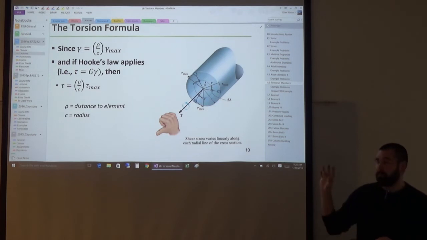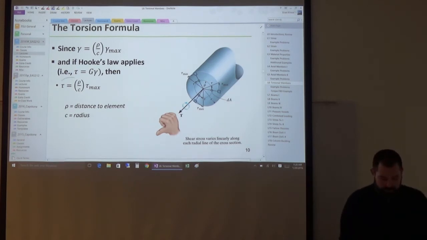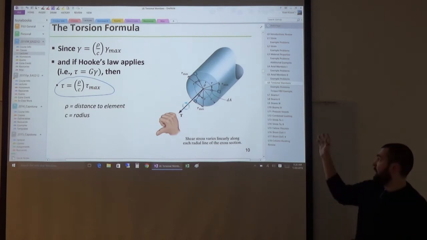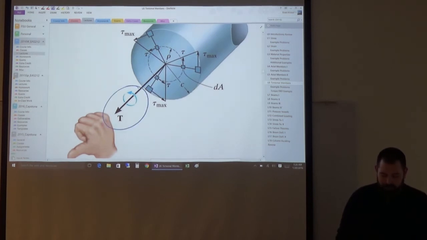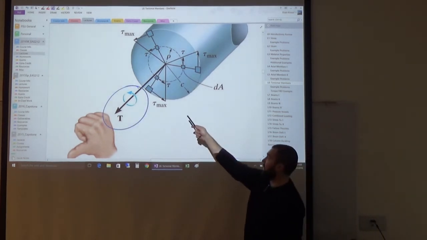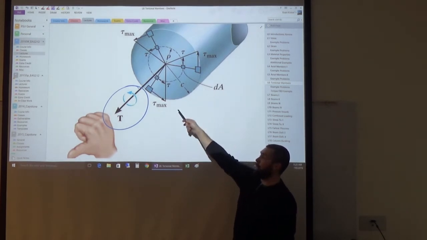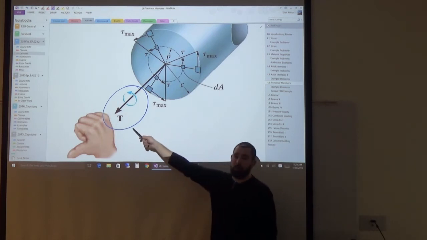All right, and this is worked out in a little bit more detail in a separate video. So we're assuming that Hooke's law applies, and so we know that the shear stress is going to vary linearly from the center of the cross section to the outside. That's what you see in this photo right here. We have our externally applied torque, and it is inducing a shear stress at any given location. The direction of that shear stress is going to be causing the same rotation as the torque itself.